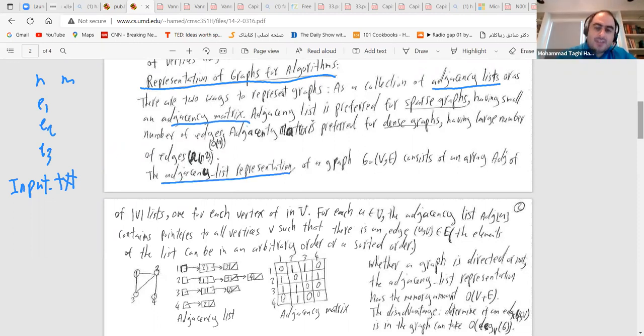So what is the adjacency list? An adjacency list consists of an array, which you can easily implement in C++ or Python. You have an array of size V. Each entry of the array is a linked list, so each array element is a list.